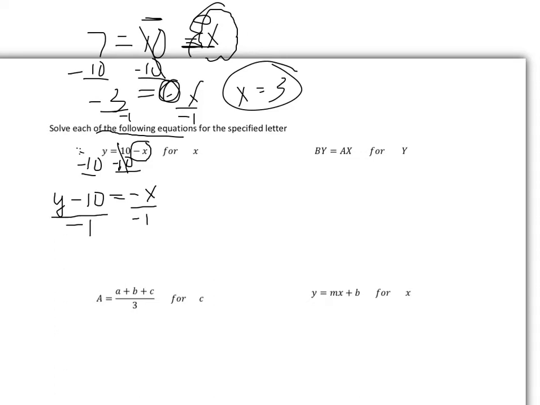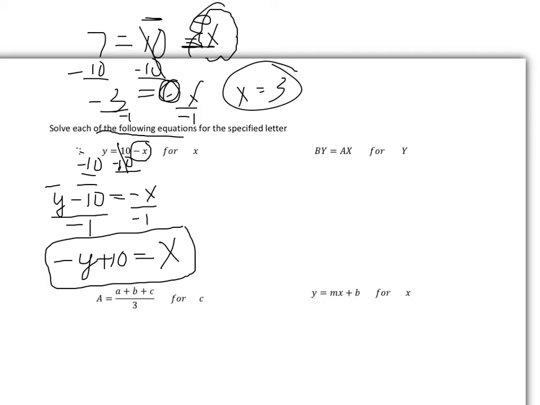Okay? And when we divide these terms by negative 1, we do them individually. So we divide the y by negative 1, that's a negative y. Divide the negative 10 by negative 1, that's a positive 10. Negative x divided by negative 1 is a positive x. And that essentially is what we're looking for here. We've solved this for x. So we could write this like this, that's fine, or we could write this as x equals 10 minus y, or we can have negative y plus 10. These are the same things.